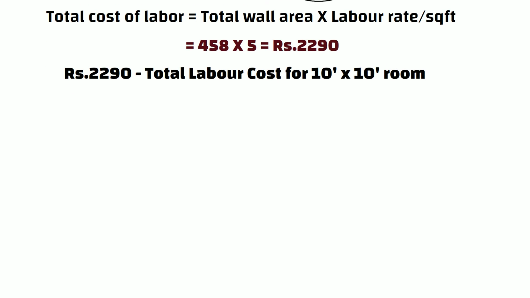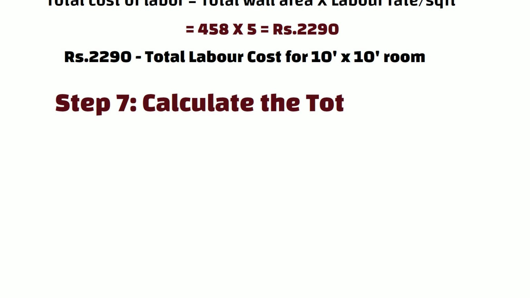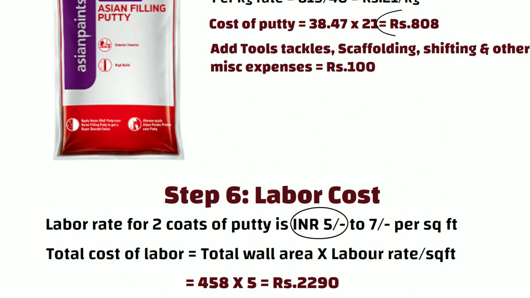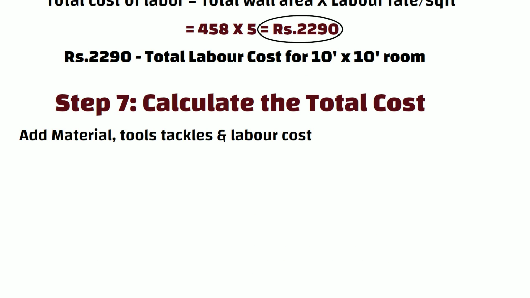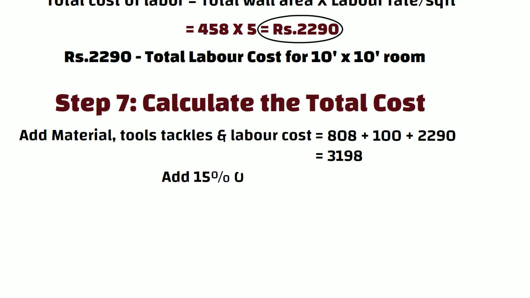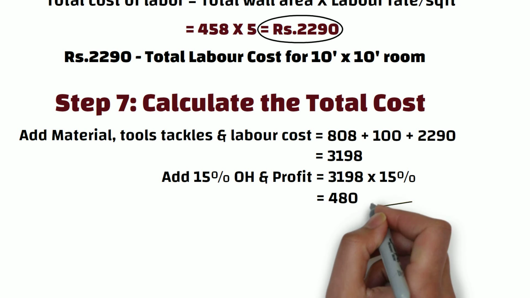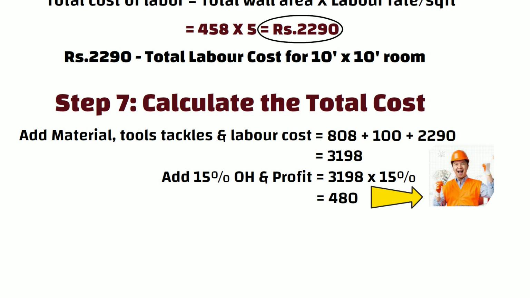Step 7. Calculate the total cost. Now add material, tools and labor cost. That is 808 plus 100 plus 2290 rupees, which comes to 3198 rupees. Now add 15% overhead and profit in this amount, which is 3198 into 15% is equal to 480 rupees. This is the profit which will be earned by the contractor.